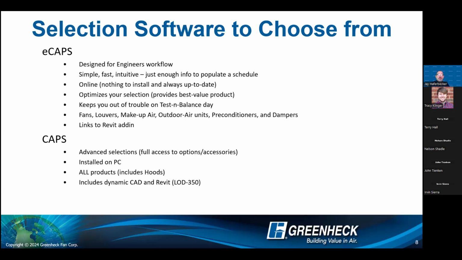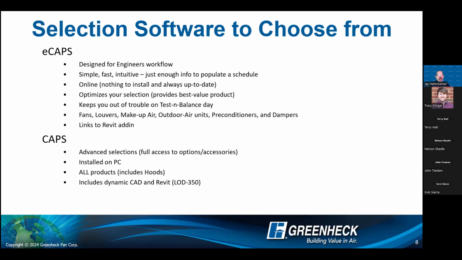We added some optimization tools in the program where we kind of guide you towards that best value product, and I'll give you some examples of that in a moment. And then also we added some tools in there to help keep you out of trouble on test and balance day. We've got a lot of experience with making great selections, and we try to automate as much of that as possible and steer you away from those troublesome areas so you don't have a problem on test and balance day. And it's got all of our core products in it, and it also links to our Revit add-in.